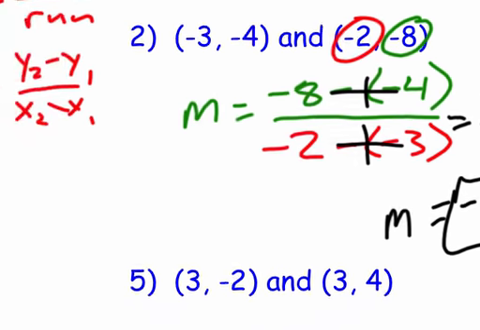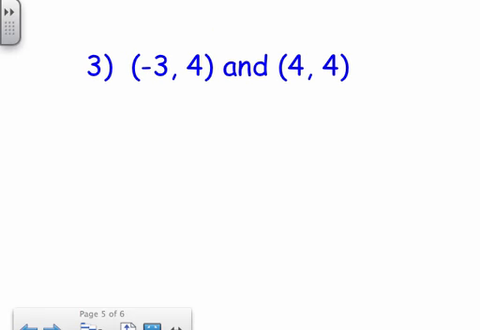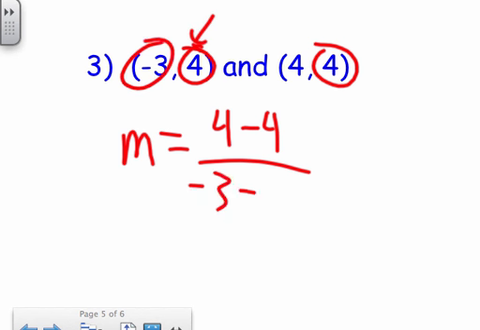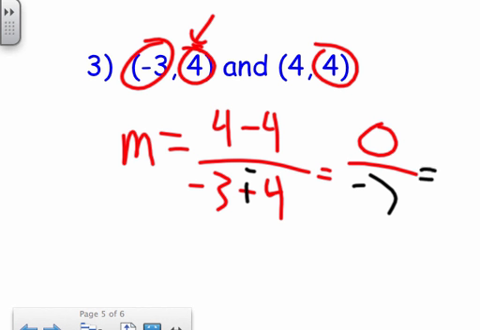How about 3 and 4? Let's look at 3 first. Well, subtract my y's on top. So it doesn't matter which way. 4 minus 4. And since I started with this one first, let's start with this one on the bottom. Negative 3 minus 4. We'll see what happens. Well, I got 0 over negative 7. Well, 0 divided by anything is 0, isn't it? 0 divided by anything is 0. So this has a slope of 0.